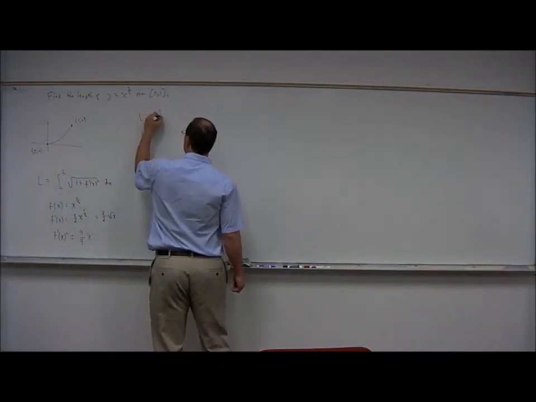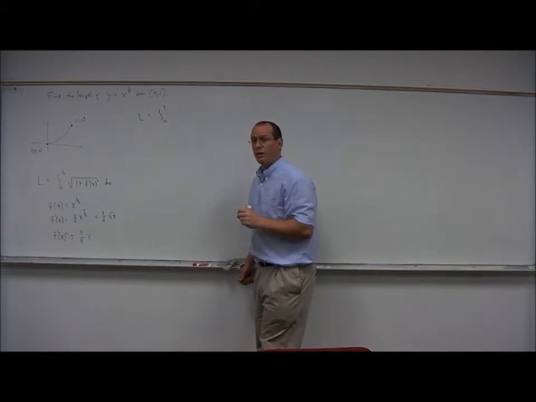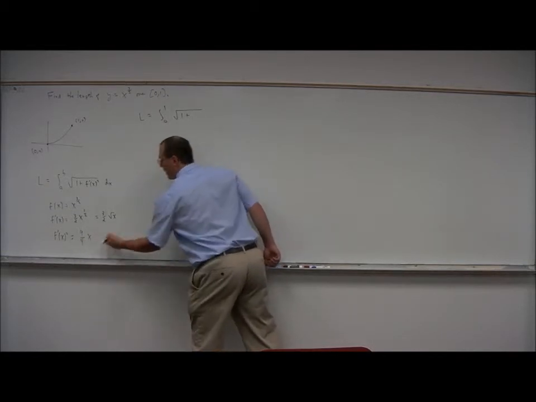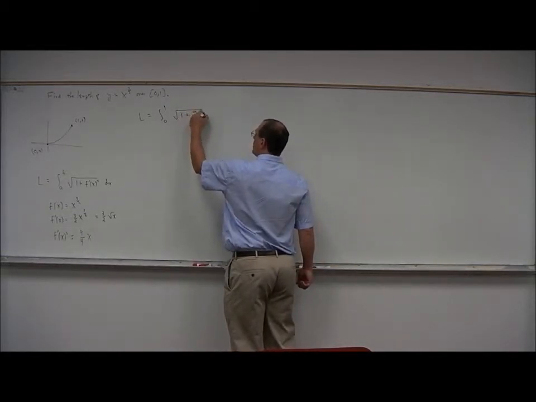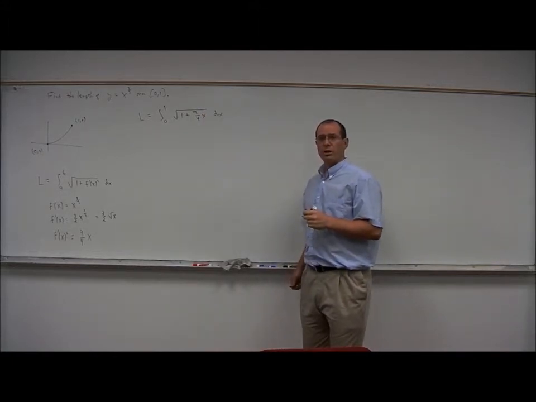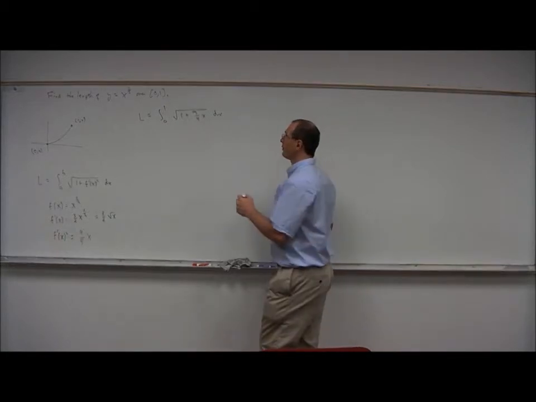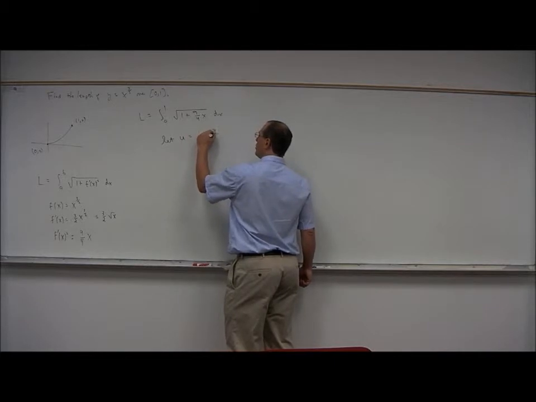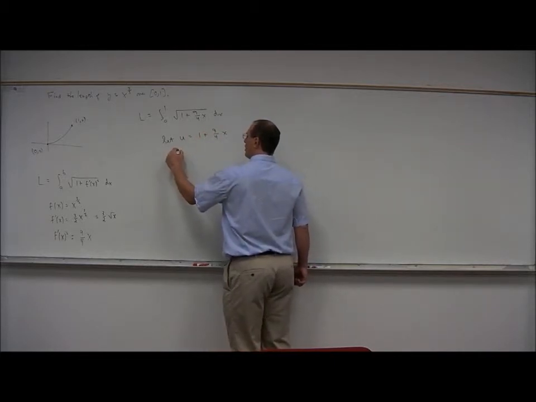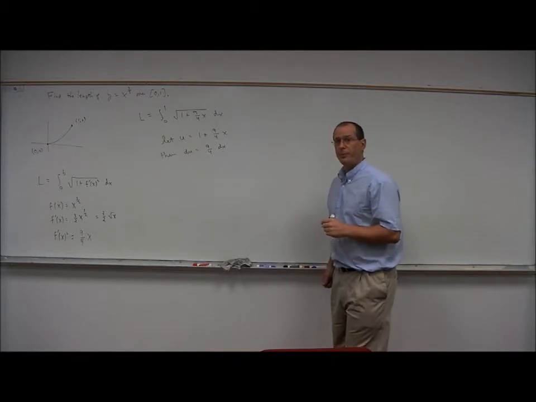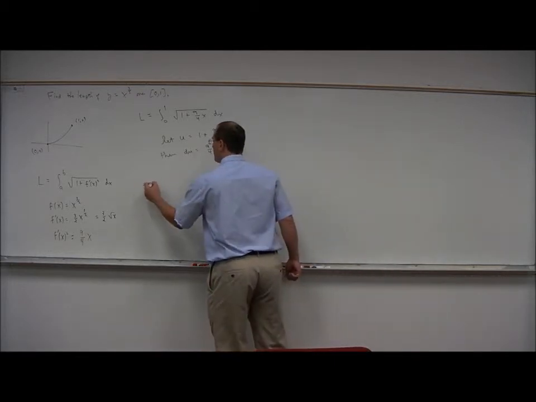So then the length will be the integral from a to b, which is 0 to 1, the square root of 1 plus f prime squared, which is 9/4 times x. So there's the integral that we have to compute to obtain the length of the curve. To compute this integral, I'm going to do a u substitution. Let u equal 1 plus 9/4 x, then du is equal to 9/4 dx. So I'm going to modify the integral slightly.